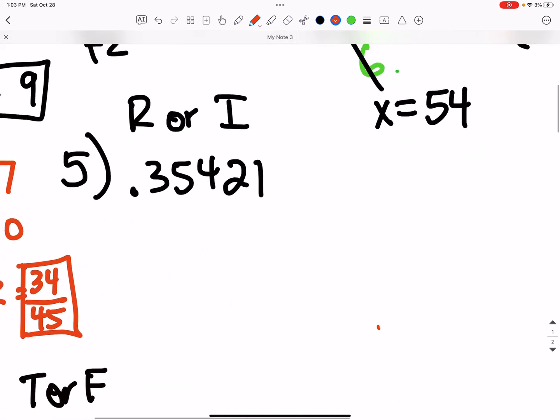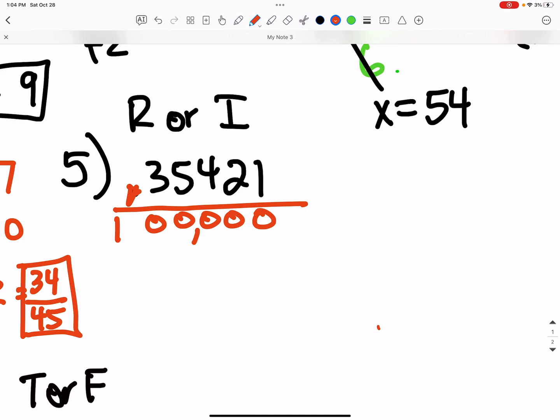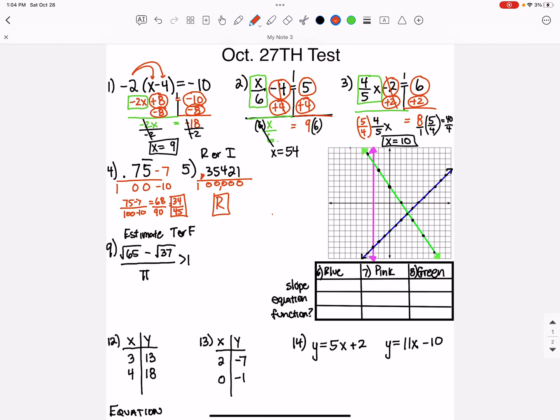All right, rational or irrational. Anytime something stops, that's the tenths, hundredths, thousandths, 10,000ths, 100,000ths. If it stops, that's the number on the bottom of the fraction. So we just made it a fraction. That is rational. All right, let's jump ahead to number 6.